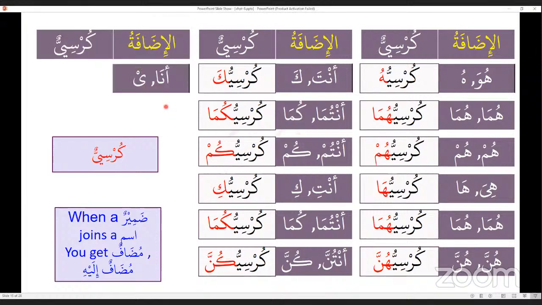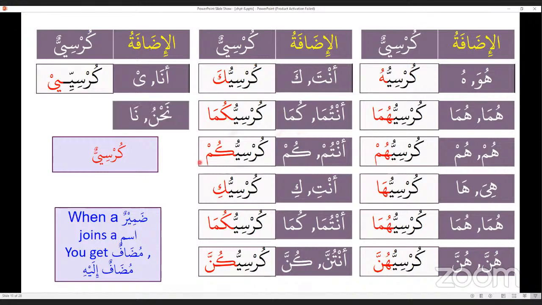Okay, what is the next? Kursi. Next, last. Kursiyuna. Okay. So this is something you need to practice a lot, brothers and sisters, all of you.